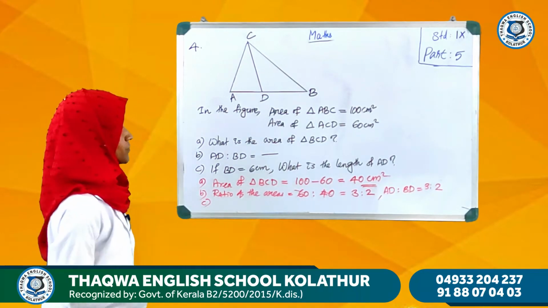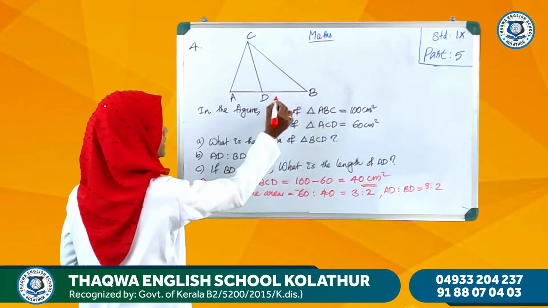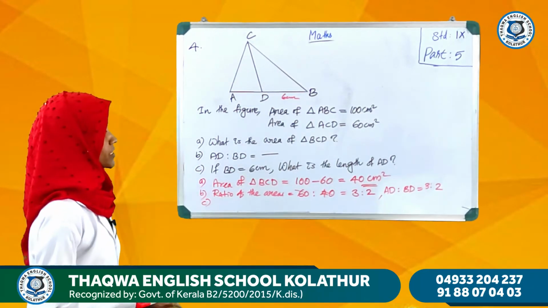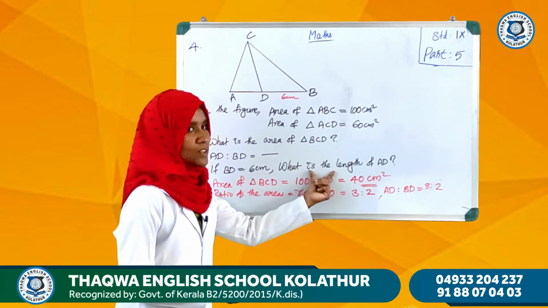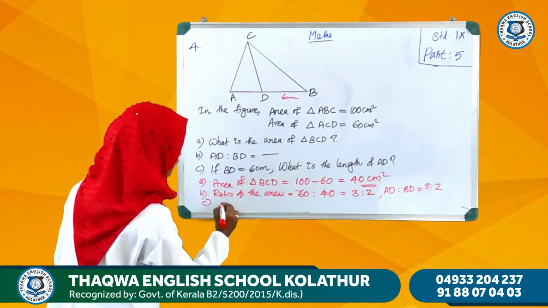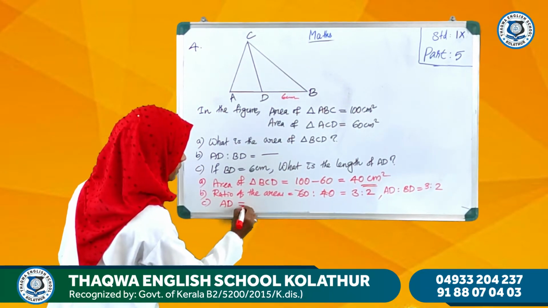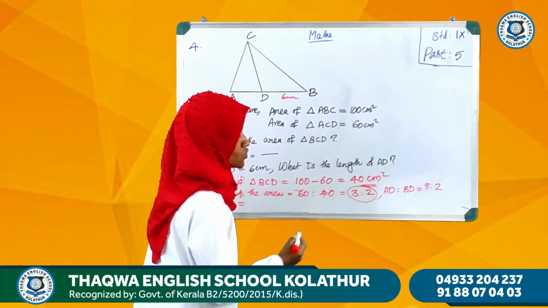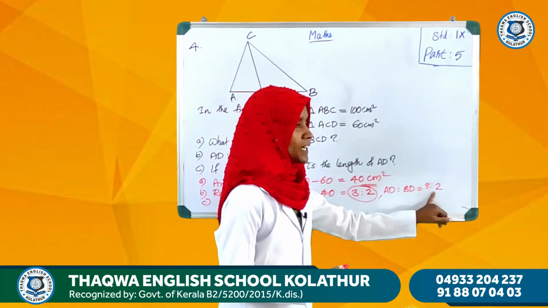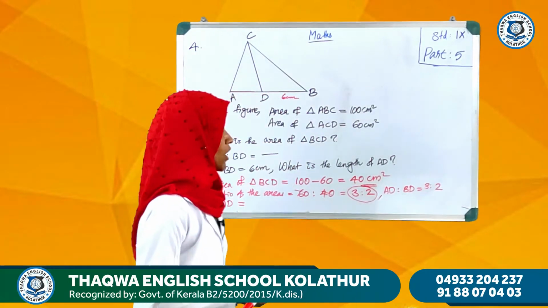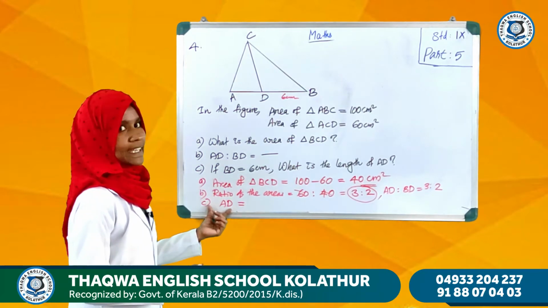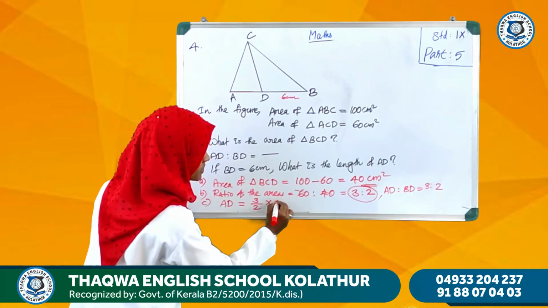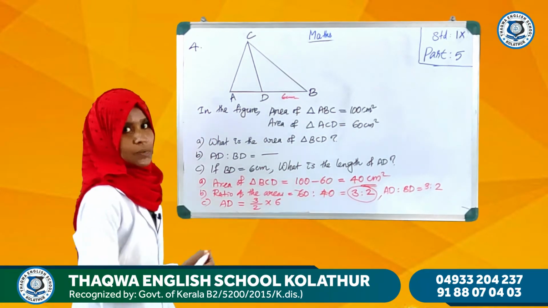Next, C part. You have given BD 6 centimeter. What is the length of AD? How can we find out the length of AD? Yes, our ratio is 3:2. AD is to BD is 3:2. So how we find out the length of AD? 3/2 times 6. Okay.